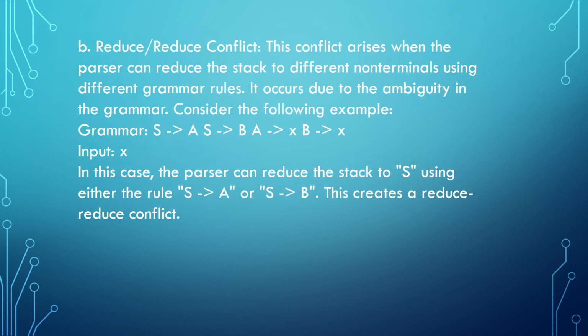Next one, reduce-reduce conflict. This conflict arises when the parser can reduce the stack to different non-terminals using different grammar rules. It occurs due to the ambiguity in the grammar. Consider the following example. Grammar: S → A, S → B, A → X, and B → X. Now we have given the input as X. In this case, the parser can reduce the stack using either the rule A → X or B → X. This creates a reduce conflict.